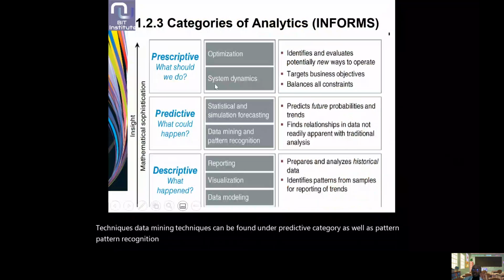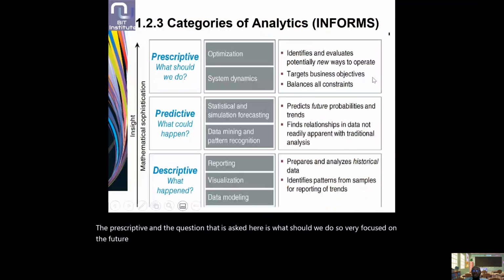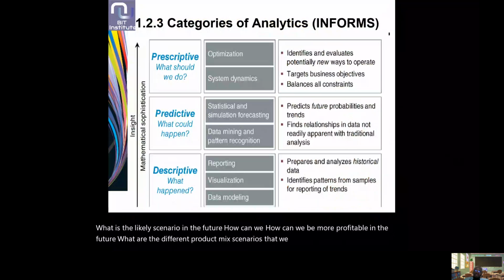And then lastly, the third category, starting from bottom to top, is the prescriptive. And the question that is asked here is, what should we do? So very focused on the future. What should we do? And in asking that question, the modeler focuses on identifying and evaluating new ways to operate. What is the likely scenario in the future? How can we be more profitable in the future? What are the different product mix scenarios that we can experiment with to be more profitable in the future? So we're talking about what you should do in the future.